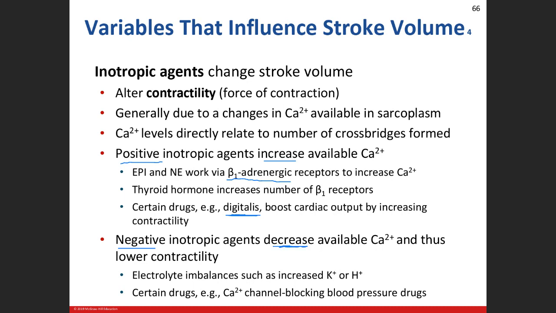They're going to decrease the availability of calcium. If we decrease calcium's availability, we will decrease contractility, okay? So therefore, if we have less calcium being released from the sarcoplasmic reticulum, less calcium entering into the cell, we'll have fewer cross bridges being formed. Okay? We see this quite often with electrolyte imbalances.